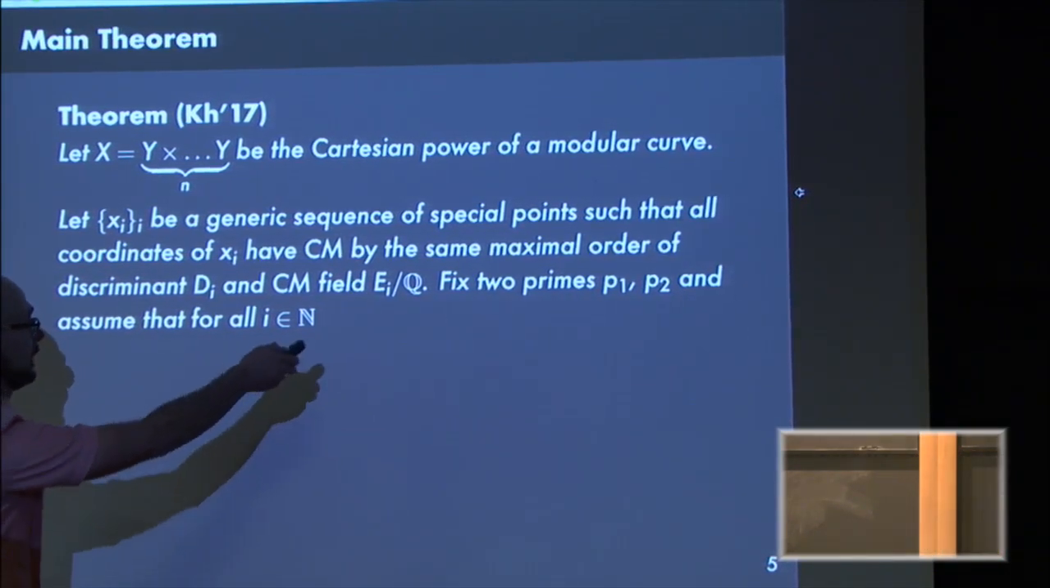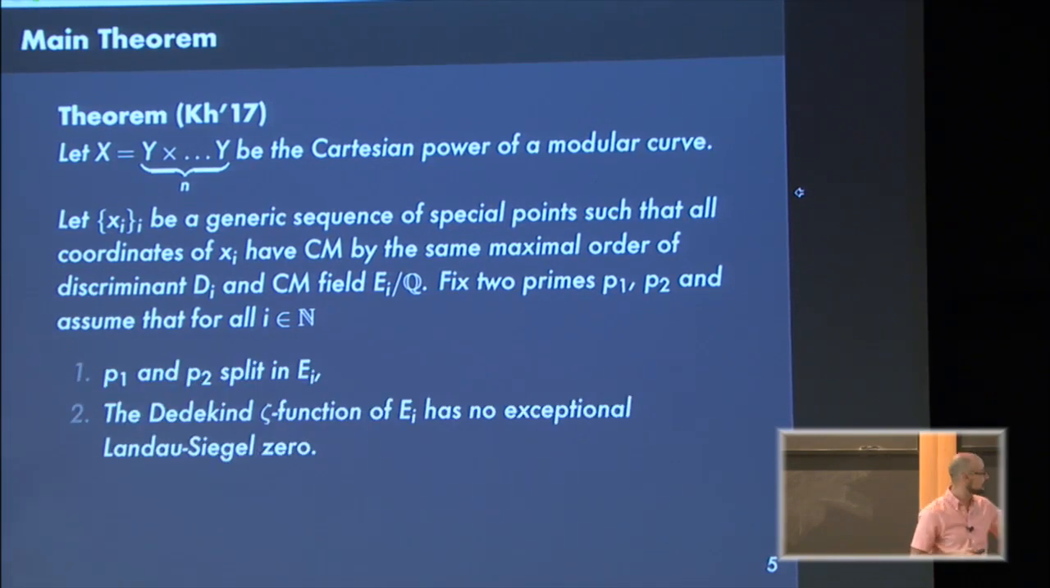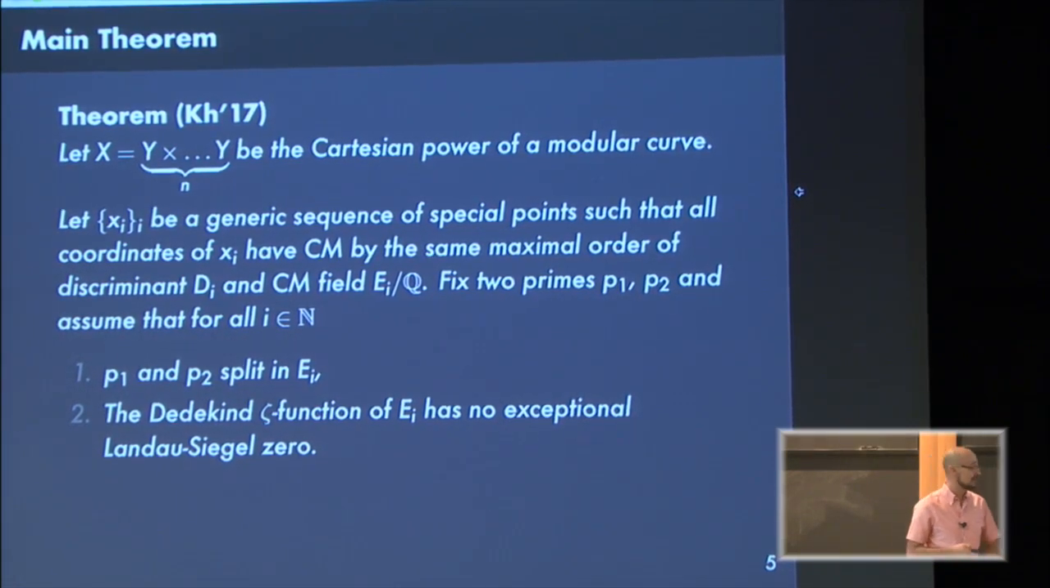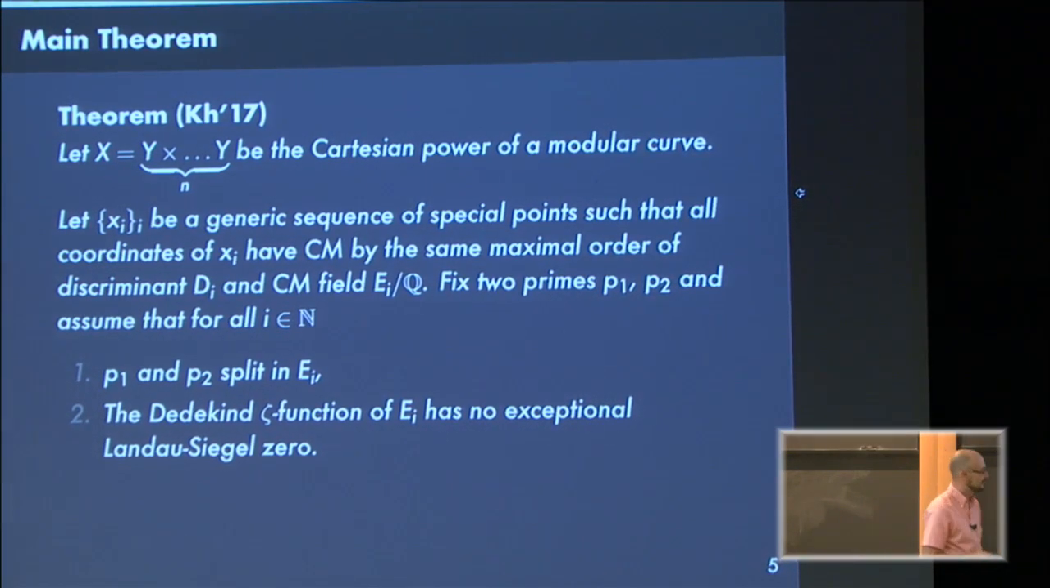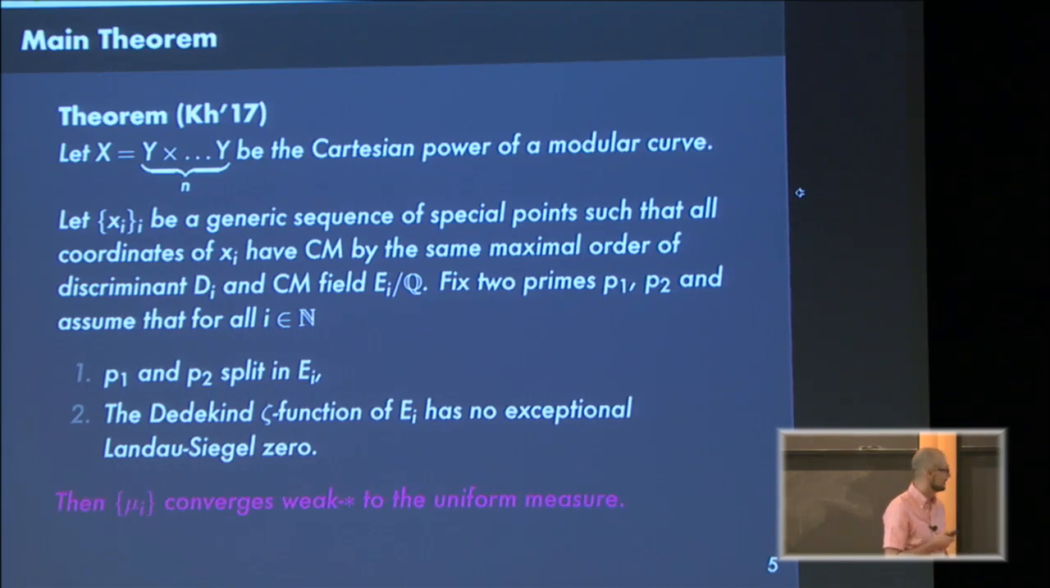Now come the big restrictions. You fix 2 primes, and you assume that all CM fields are split at both primes. I'll talk about why this is important. And you assume that the Dedekind zeta function of this field has no exceptional zero. These assumptions appear for completely different reasons than generating small primes. Okay, then the conjecture holds.